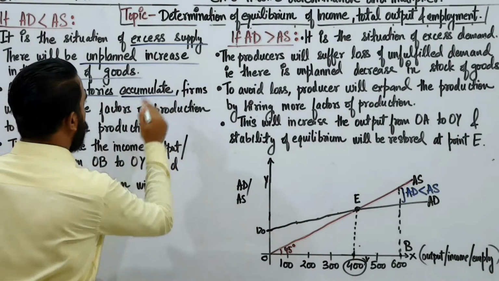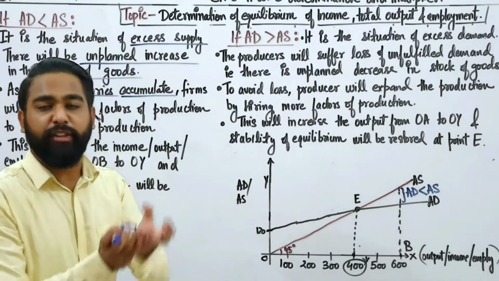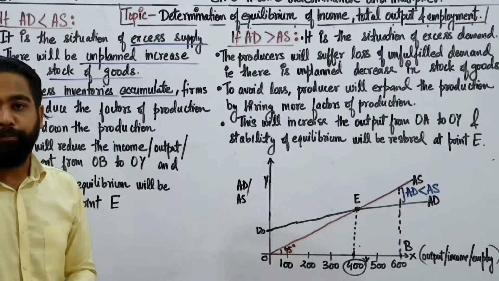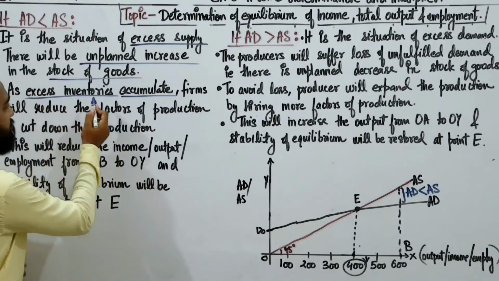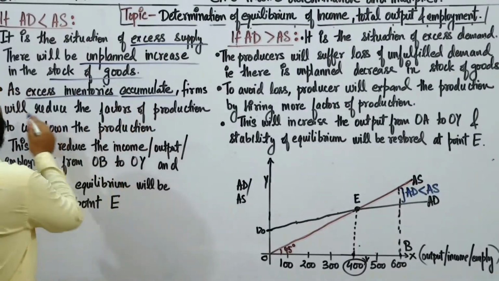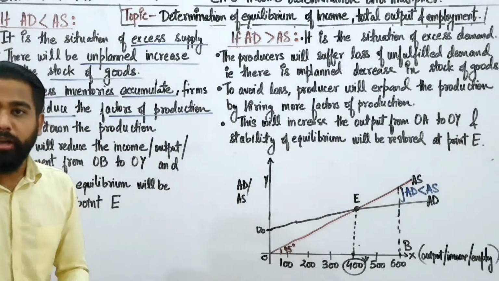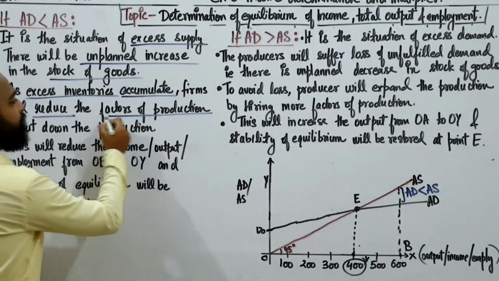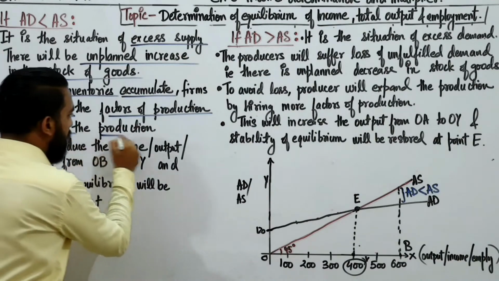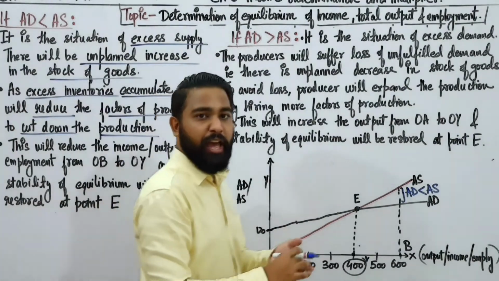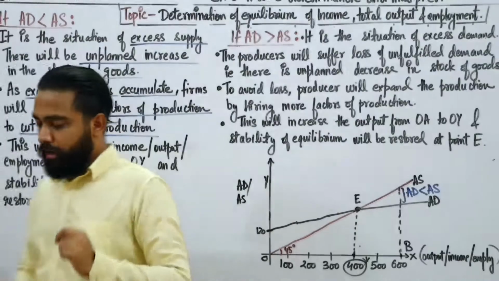As excess inventories accumulate, inventories means stock of goods, closing stock minus opening stock, the stock which is left with the company which has not been sold. The excess inventories accumulated means jama hona. When the stock of goods is accumulated, firms will reduce the factors of production, because they already have lots of excess stock, so they don't have to produce more. Therefore, the factors of production like land, labor, capital, they will reduce it to cut down the production. Because they have the excess stock, they will reduce the factors of production to cut down the production. I hope I am very clear to it.